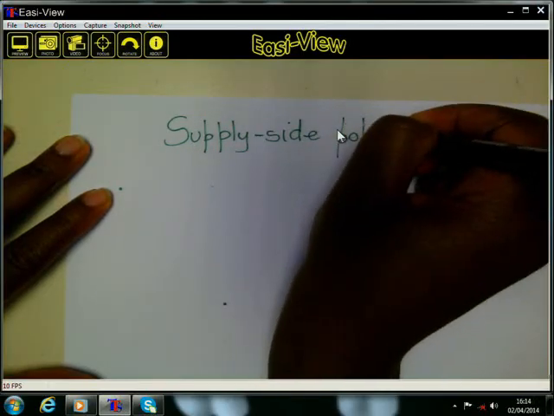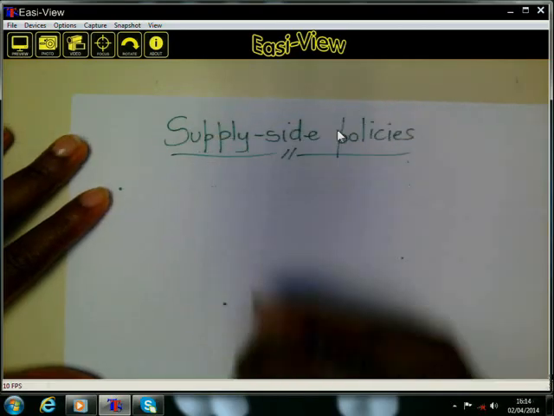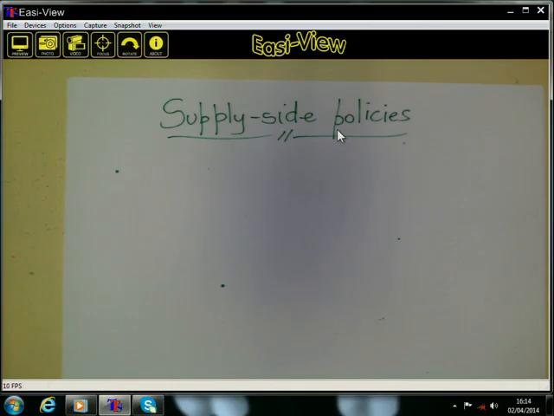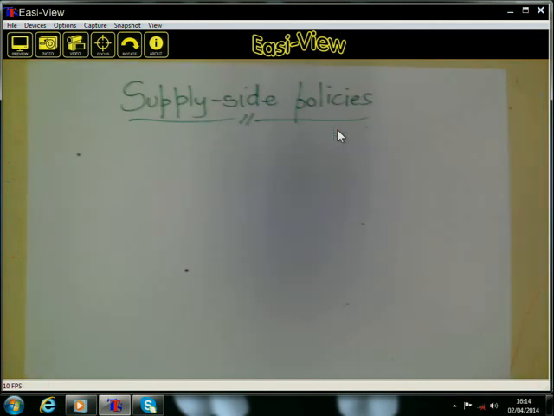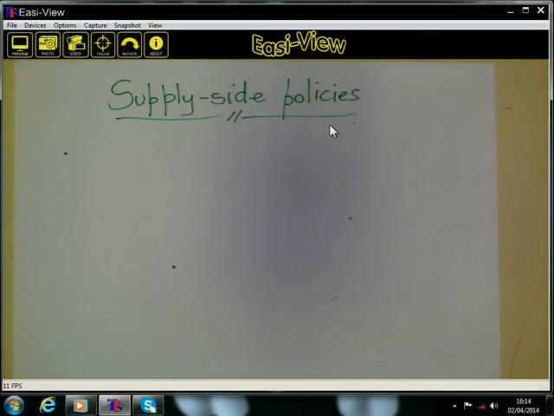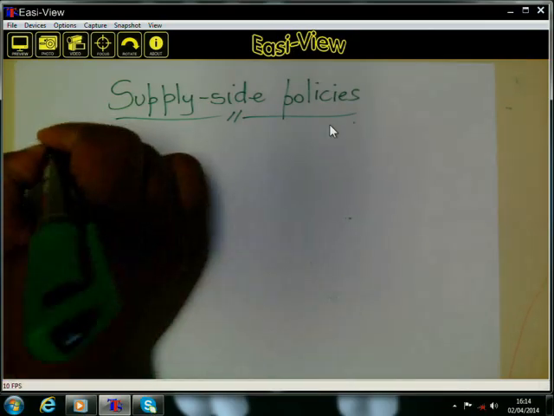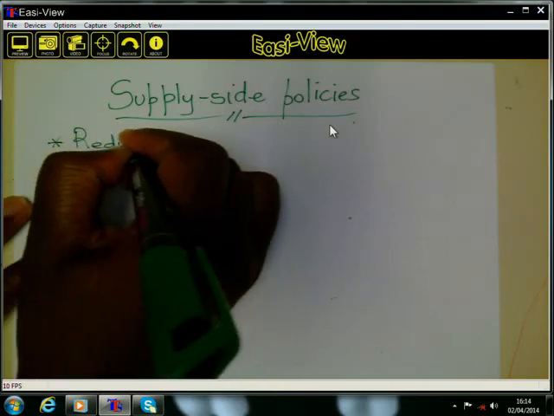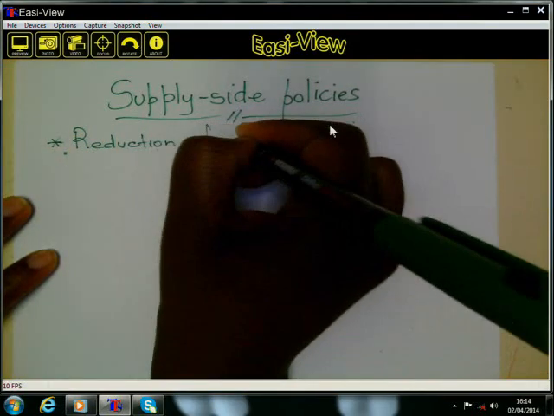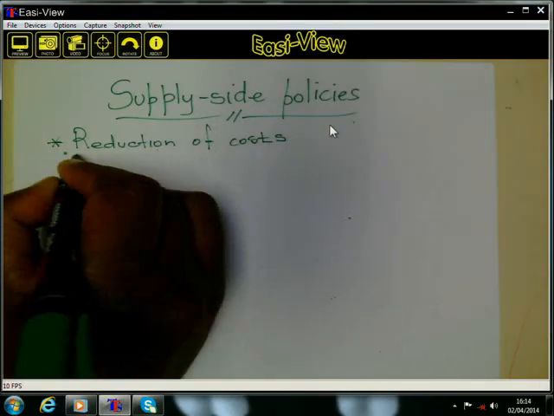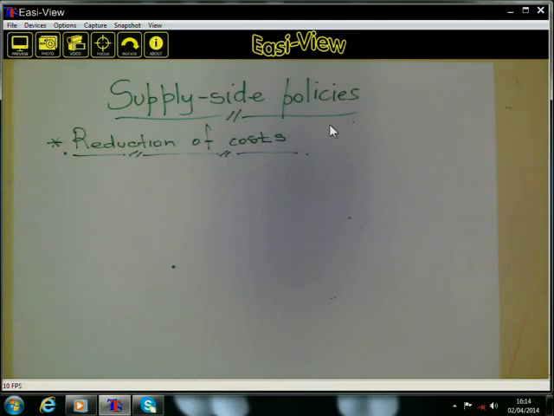Supply side policies. From the supply side policies, you see that now the measures that the government has to take to make sure that the businesses are happy from the side of the supply are the following. The government has to make sure that they have a reduction of costs. So now, to ensure that they have a reduction of cost, what are they supposed to do?